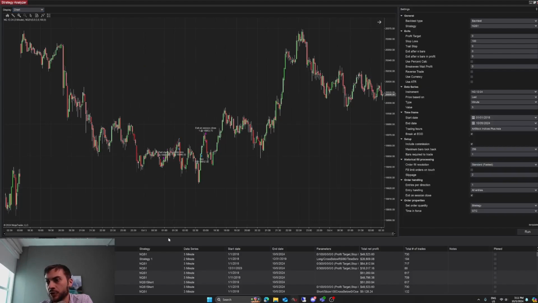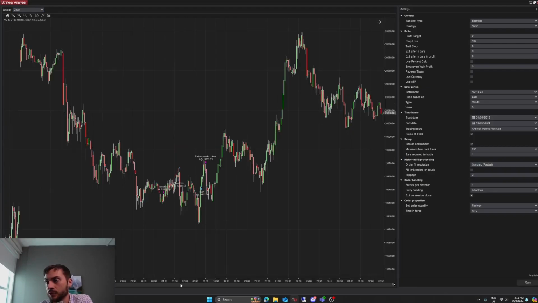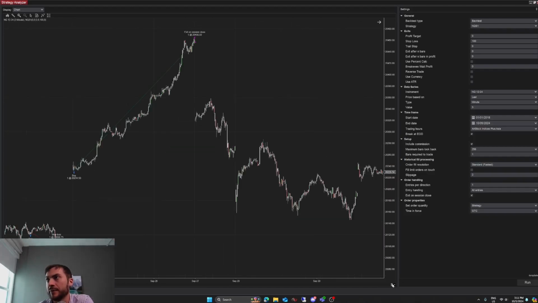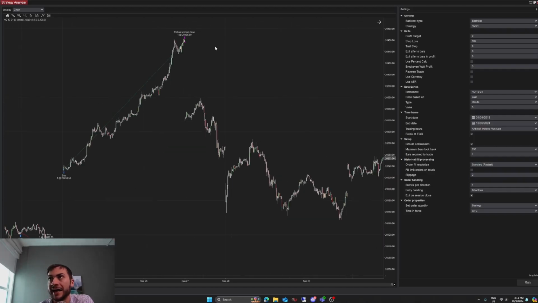So when we look at the chart here, we're going to see obviously big gaps of data, as you can see here where my mouse is. This is because the session is only 6 p.m. to 3 a.m. So between 3 a.m. and 6 p.m. the same day, there's a gap. And it actually exits at 3 a.m. So it'll do exit on session close.